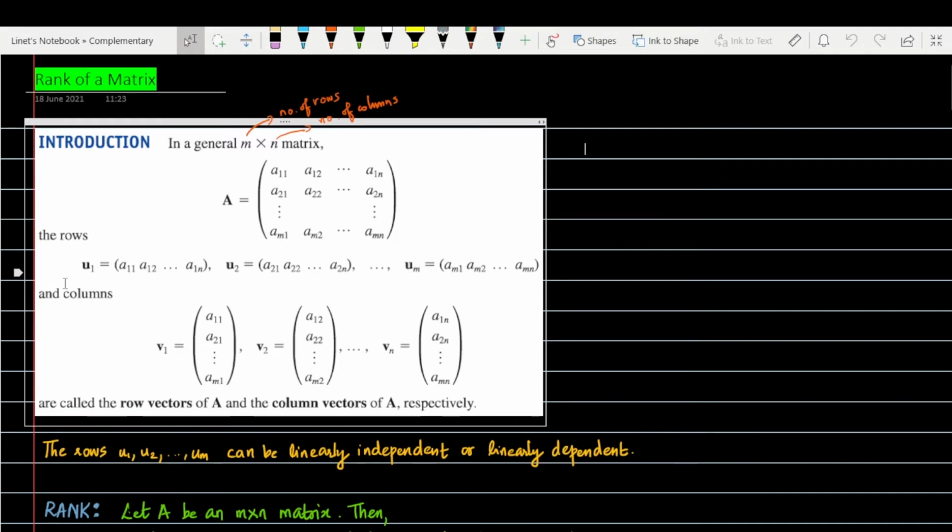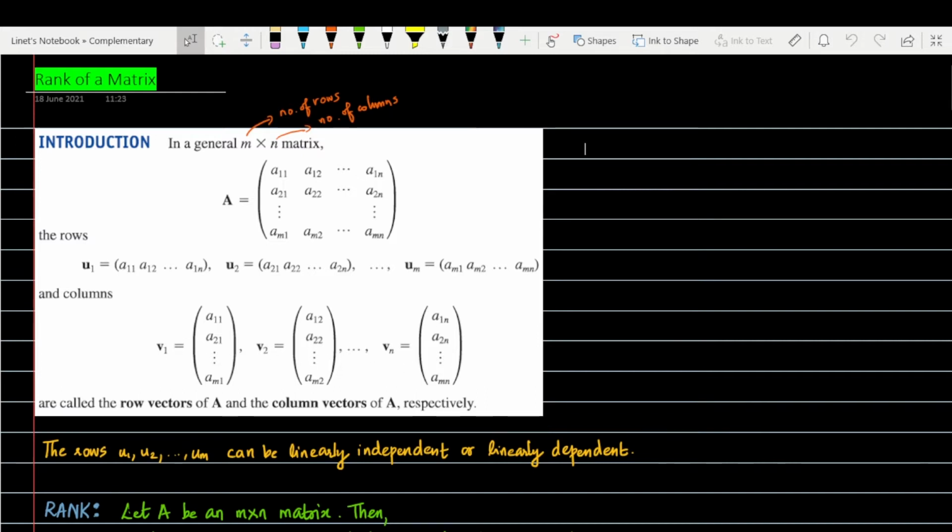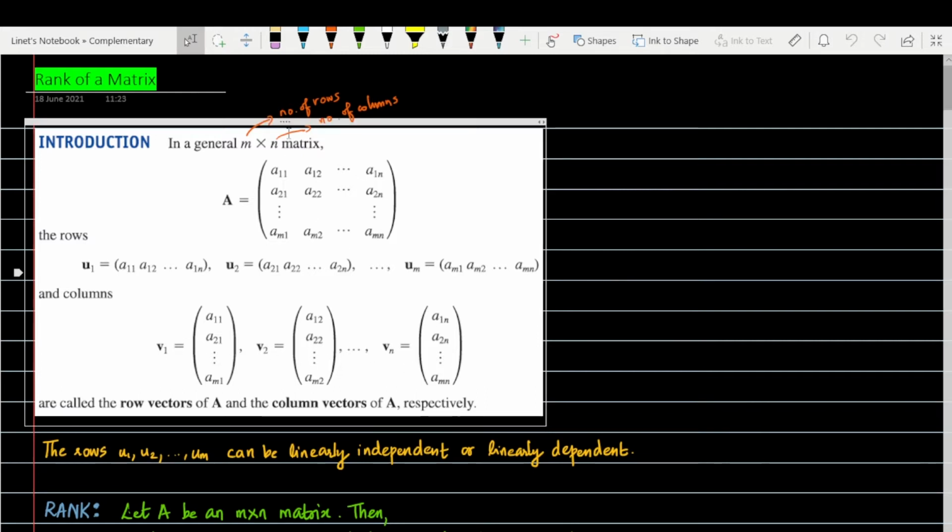You can call these rows the row vectors of A, and the columns the column vectors of A. That is, u1, u2, etc., um are called row vectors of A, and v1, v2, etc., vn are called column vectors of A. Correspondingly, we say that the matrix A has the order m by n, or m over n.